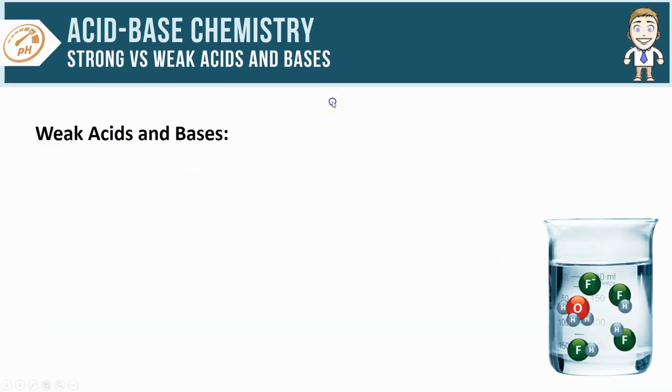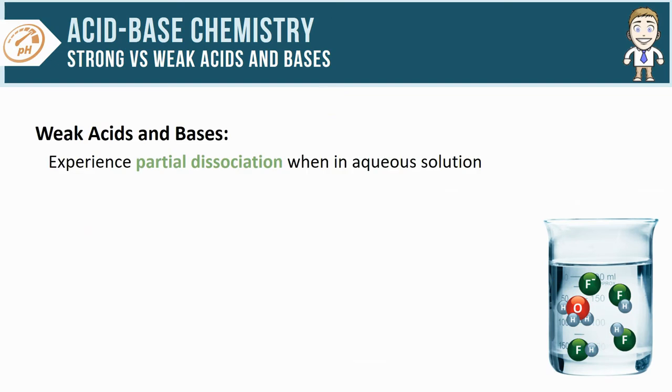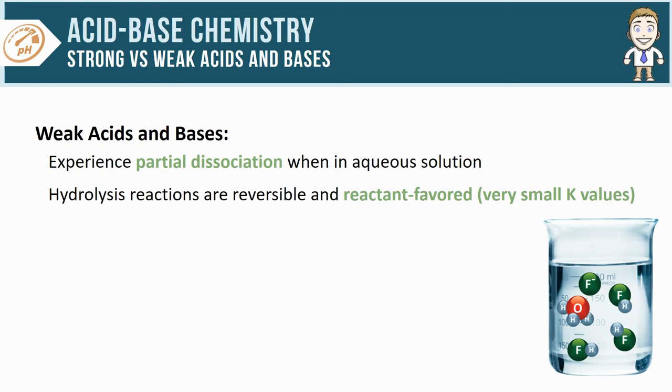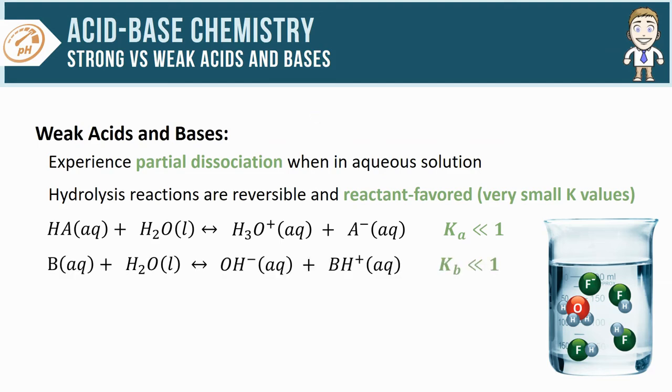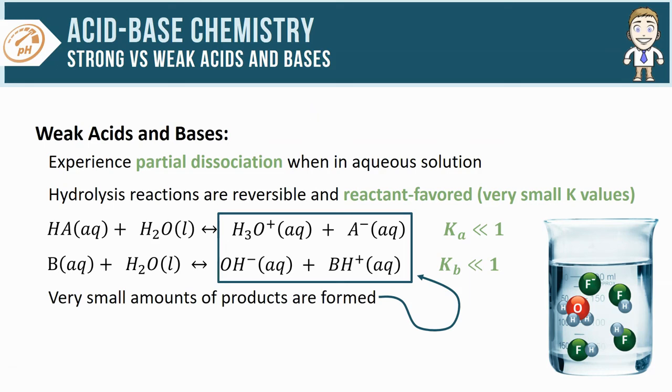That leads us finally to weak acids and bases, which are the other scenario. These are the ones like HF that experience partial dissociation. The hydrolysis reaction is the same as it always is for any acid or any base. It's also reversible, but this time it's extremely reactant favored. So you can have very, very small K values, much, much less than 1: small Kas for acids, and the same thing with weak bases, you're going to have very, very small Kb values. In both cases, that small K tells us that there are very small amounts of products being formed.